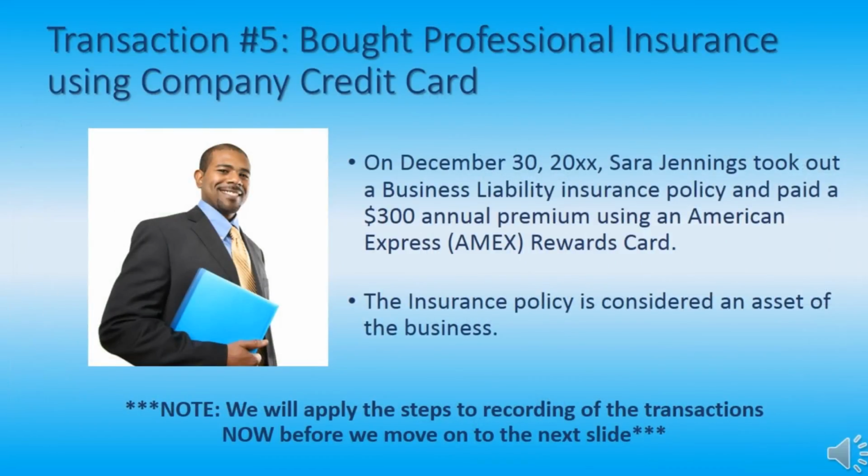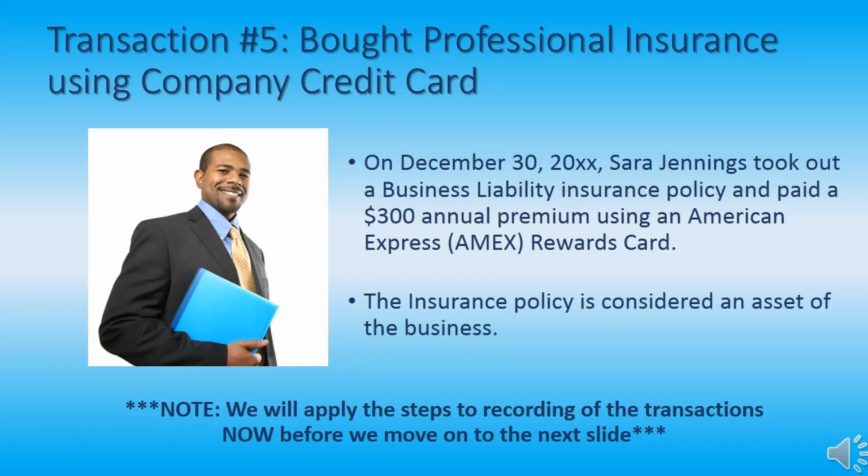And now it's time for transaction 5. Bought professional insurance using a company credit card. As you may recall in your T account exercises, on December 30th, 20XX, Sarah Jennings took out a business liability insurance policy and paid a $300 annual premium using an American Express rewards card. The insurance policy is considered an asset of this business for the purposes of this exercise, as it was in our T accounts, because remember, we are going to expense out this $300 annual premium over the course of a 12-month period.